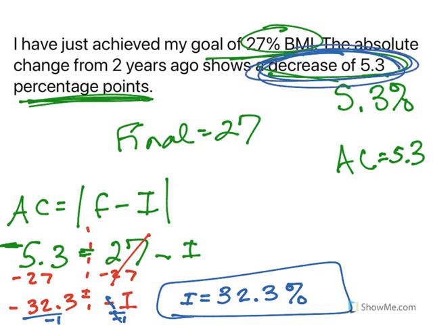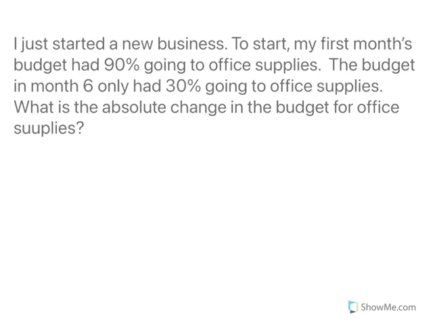Then we had a decrease of 5.3, and now I'm at my goal of 27. So after you find your answer, talk through it. Does that make sense? If the answer is yes, then you know you're right. And if it makes no sense, then you probably missed something along the way. All right, let's do another one.